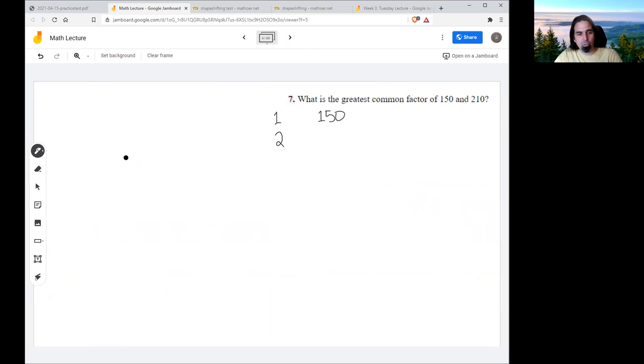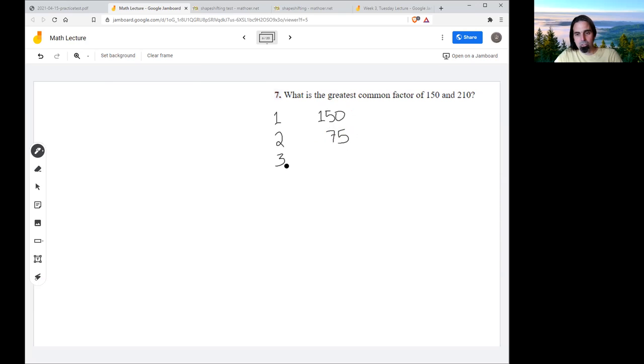What's half of $1.50? Yep, 75 cents. Okay. $1.50 would be 6 quarters. Half of them is 3 quarters.